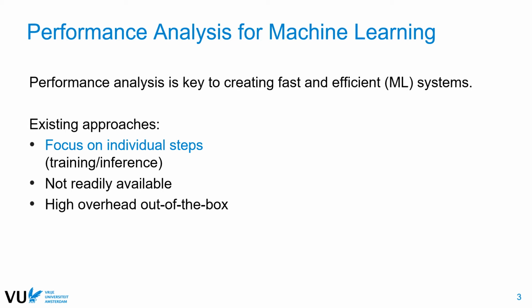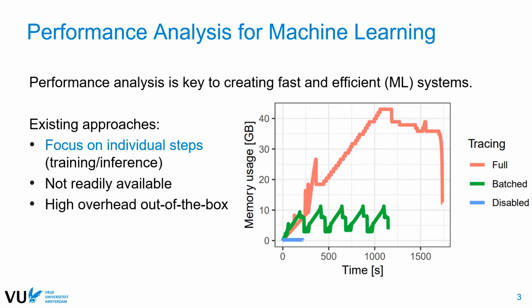But even if we wanted to use these existing approaches, we found that most of the state-of-the-art is not readily available. So there's no source code, or the source code is not easy to deploy. We've also found that for the approaches that are available, they typically come with high overheads. For example, we looked at the built-in tracing tools for PyTorch.